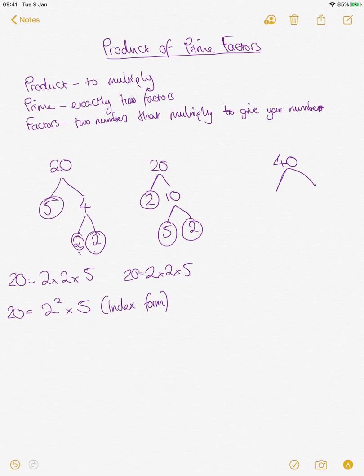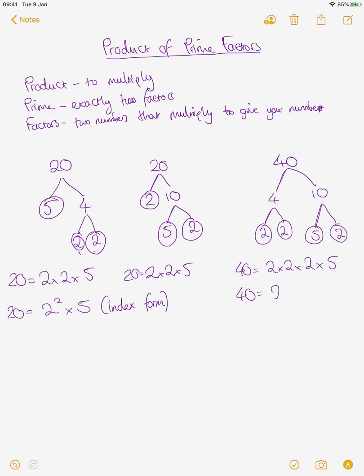So let's start with 4 and 10. None of those are prime, so I need to keep going. So that would be 2 and 2, they're both prime. 10 goes into 5 and 2, and they're both prime. So 40 is equal to 2 times 2 times 2 times 5. I wanted it in index form, so that's 2 cubed times 5, and that's my final answer.